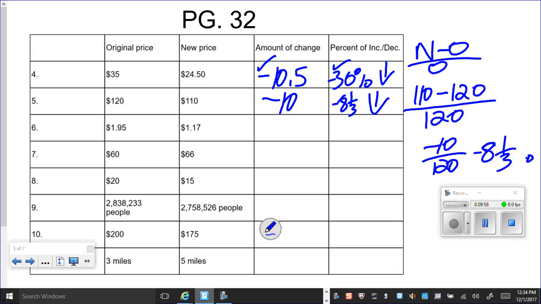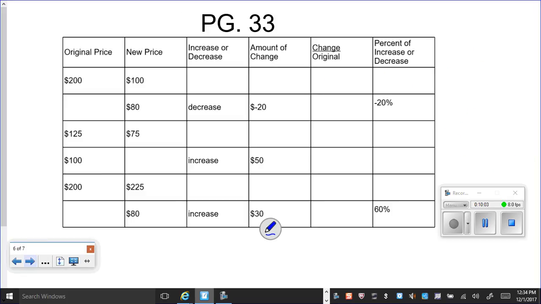All right. Let's move on to the last part of your classwork, page 33. Page 33 is a little bit different. They have given you more places to fill in information, and they don't always give you the original and new price. So that means you're going to actually have to think about what it's asking you, okay? I'm going to do the first one, which does give you original and new, and then I'll give you one which does not give you the original, okay?